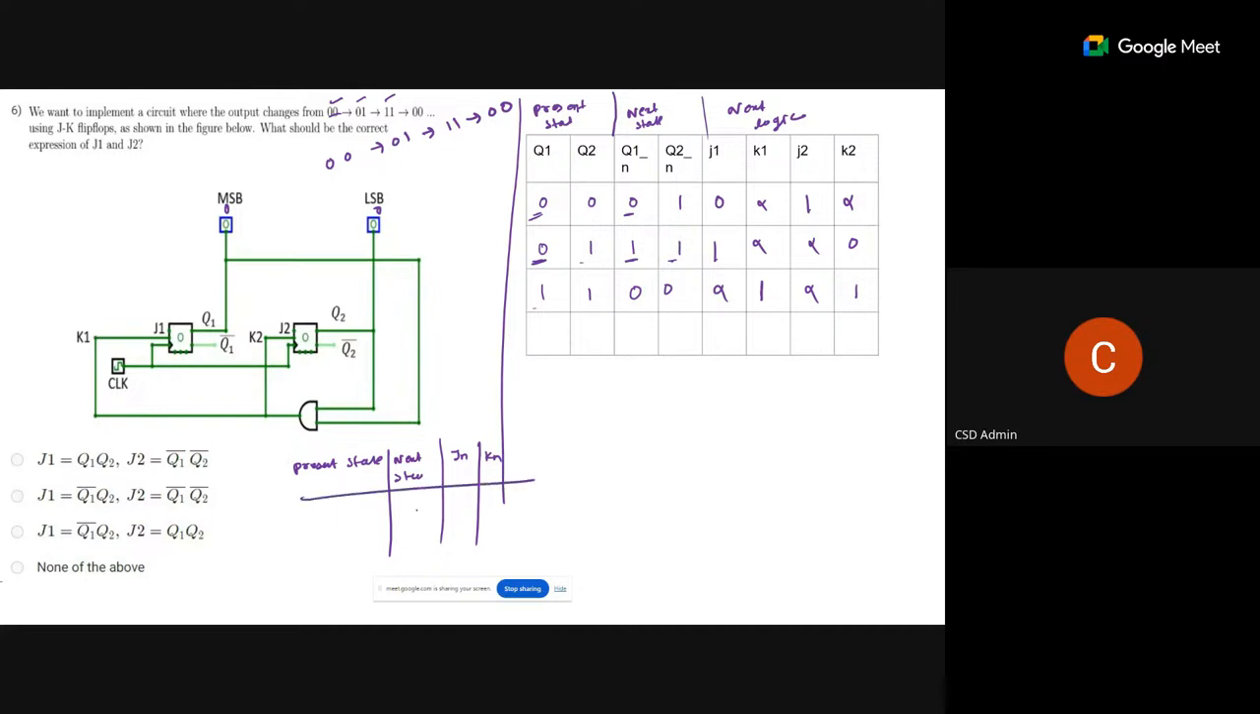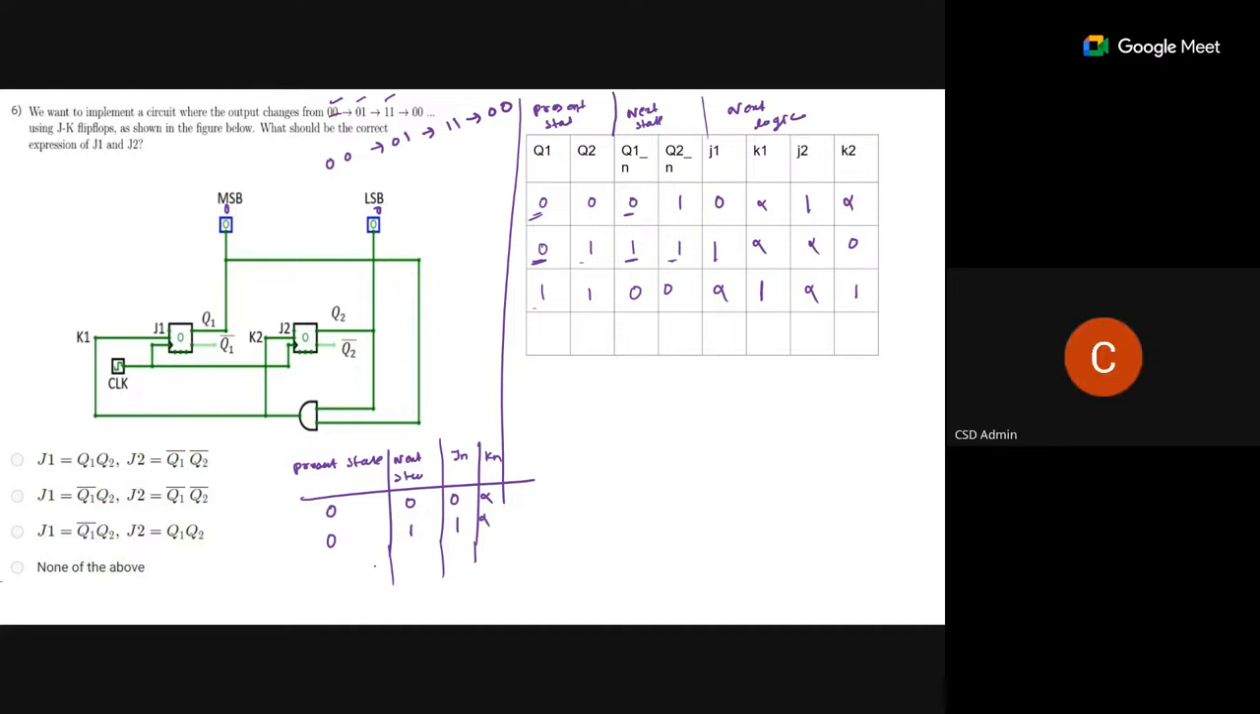Right. So, if you are going from 0 to 0, then J N will be 0 and K N don't care. If you want to go from 0 to 1, it will be 1 and don't care. Wait, why? How are we establishing that? I'll explain the JK flip-flop truth table, then after that you can understand. What was the name of that table? JK flip-flop truth table. This is a characteristic table.